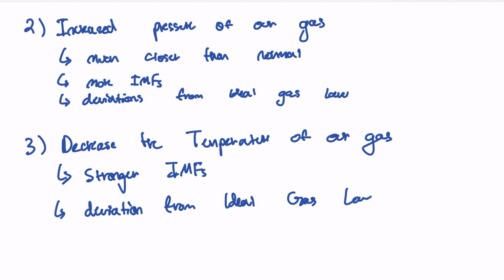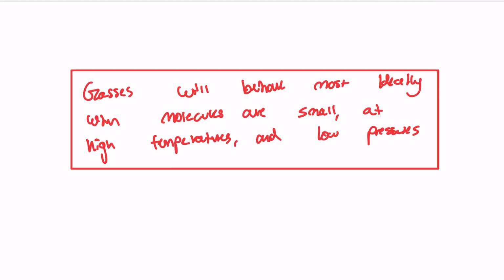But again, you never have to change an answer even though you know a deviation exists. You just need to be aware of the fact that a deviation can occur. In this case, when we decrease the temperature of our gas. So increasing the size of our molecules, placing them at a very high pressure, or at a very low temperature will deviate gases away from ideal behavior.